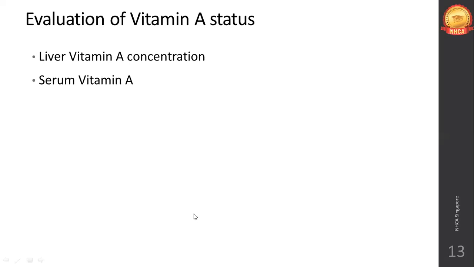Then we have the serum vitamin A. Normally, your complete blood test, or any laboratory blood test specifically meant to identify deficiencies, will give you this result. The serum vitamin A should not be below 10 micrograms per deciliter. If the serum vitamin A is below 10, it means the person is deficient.